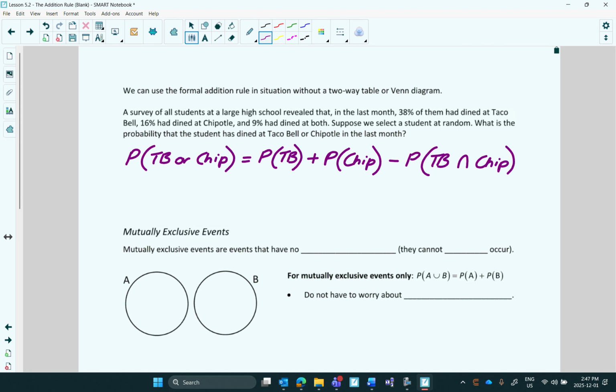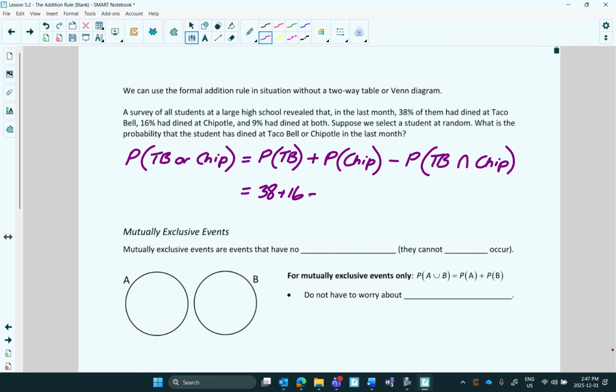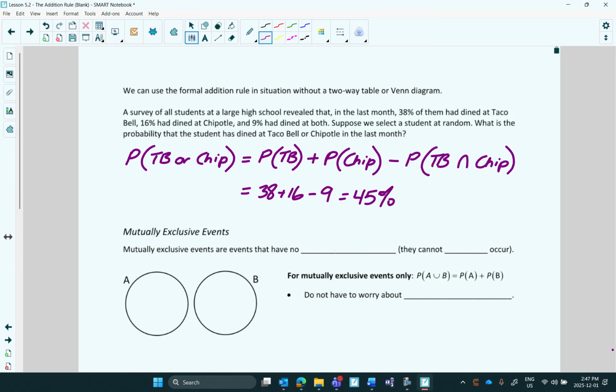And that's part of the formula. Because we assume that the 9% that dined at both, we double counted them. Okay? So we have to take them away because we counted them twice. So it's just simply 38 plus 16 minus 9. Which is going to give us 45%.